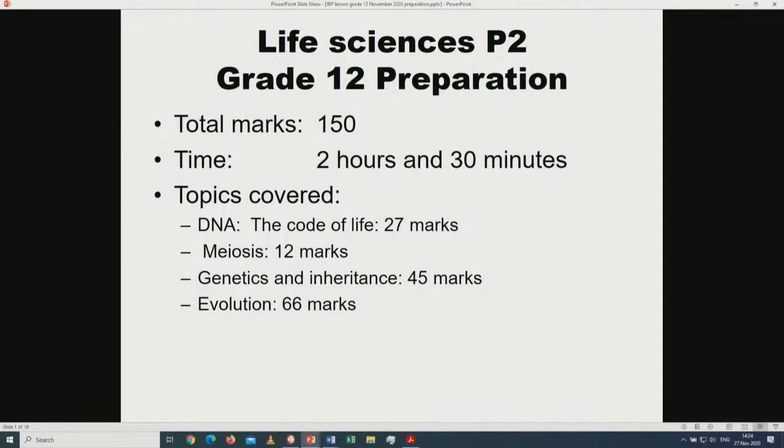And the topics that are covered in paper 2 of life sciences are the DNA, the code of life, which covers 27 marks of the question paper, meiosis, which covers 12 marks, genetics and inheritance, which covers 45 marks of the question paper, and lastly evolution, that covers 66 marks of the question paper. Now meiosis was also covered in paper 1, and the entire topic must be studied. There are no sections or parts that must be studied for paper 2 or for paper 1. The entire topic of meiosis must be studied thoroughly.